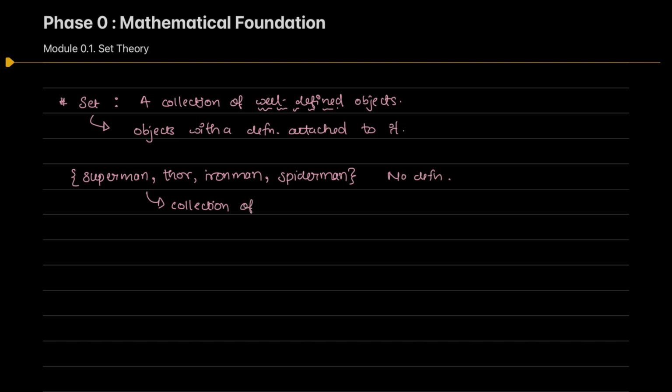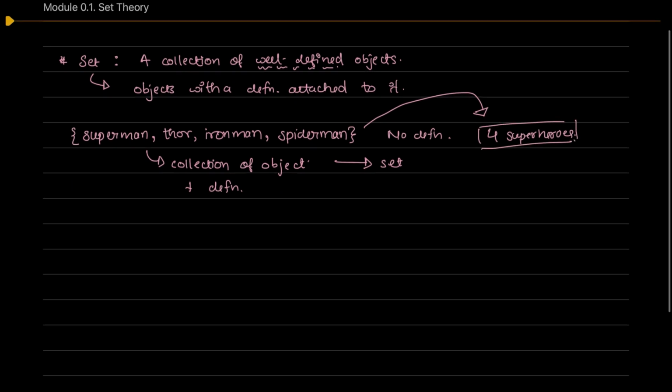This is just a collection of objects. This becomes a set when it has a definition attached to it. Collection plus definition, it will become a set. For example, if I say the definition of this set as 4 superheroes, specifically mentioning 4 superheroes, then it becomes a set. Alright, let us see some more examples.